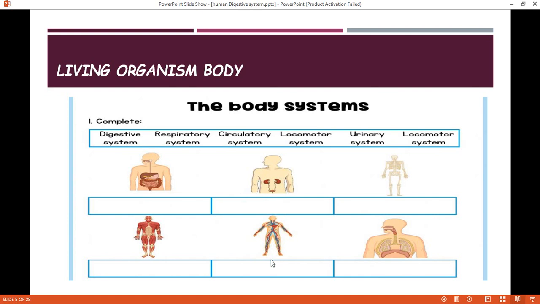Excellent. Look here, what is the system? I can see the heart, so it will be the circulatory system. Great. What is this system? I can see the lungs, so it will be the respiratory system. Great.